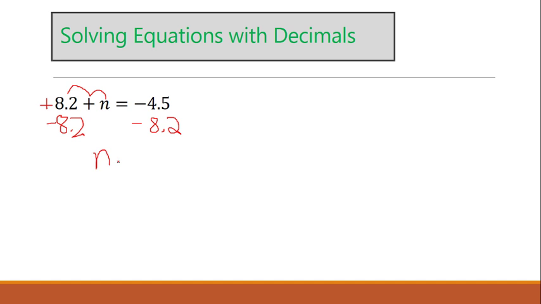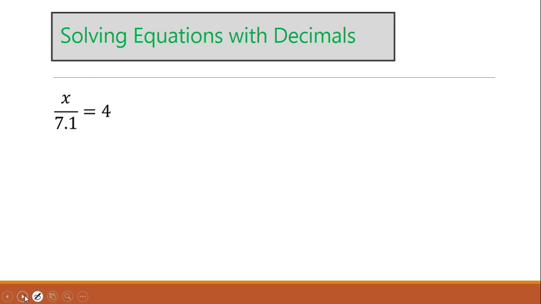And then we're going to get that n is equal to, using the rules for addition and subtraction of integers, when the signs are the same, we add the numbers. So I would get 12.7, and we keep their sign. So negative 4.5 and a minus 8.2, when I add them together, I get negative 12.7. Again, just one step to do that.